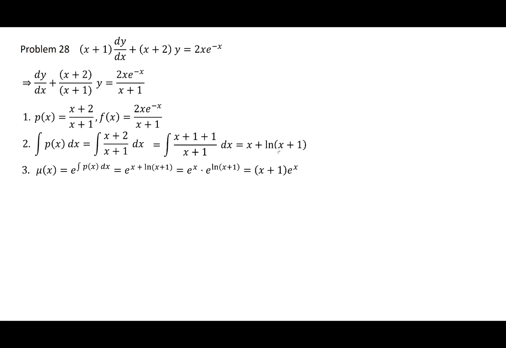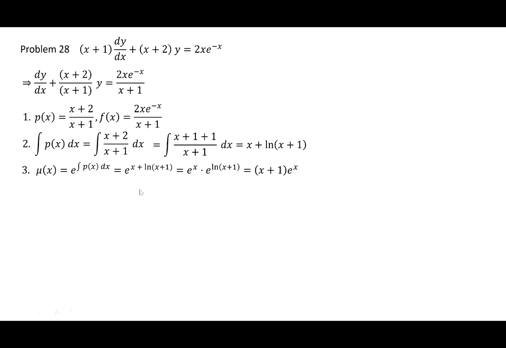Okay, and then mu of x turns out to be, maybe I should point this out, e raised to x plus natural log of x plus 1. Check this out. Is this in the form of a raised to m plus n, which is a to the m times a to the n? Yup. So we should say e to the x times e to the natural log of x plus 1. And e to the natural log of x plus 1 is just x plus 1. So we have e to the x times x plus 1. I wrote x plus 1 times e to the x here.